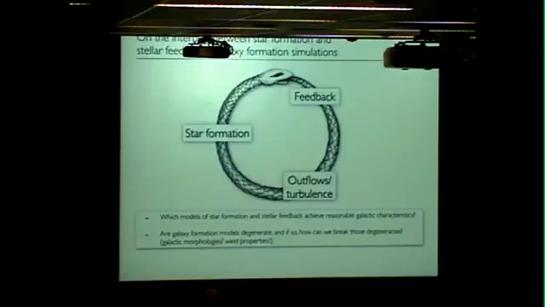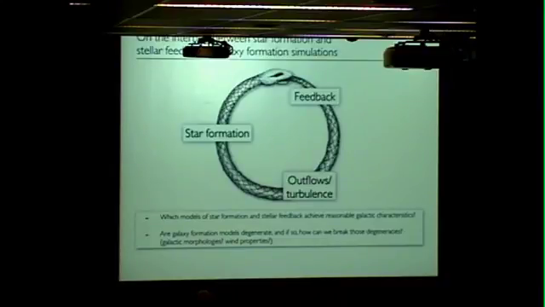But in reality, of course, everything is connected, as you're probably well aware. Star formation will generate certain properties of feedback, and feedback will in turn generate outflows and turbulence in the interstellar medium and in the intergalactic medium, which in turn influences star formation and so on. The big question for modelers is: which models of star formation and feedback achieve reasonable galactic characteristics, and are galaxy formation models degenerate? If so, how can we break those degeneracies? Do we need just more data, or what can we do?